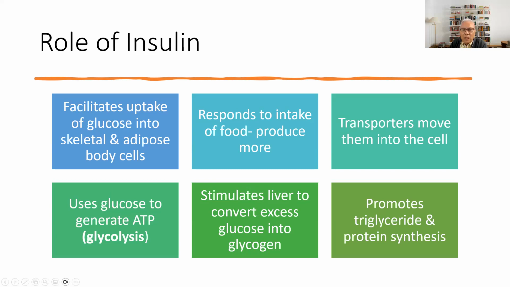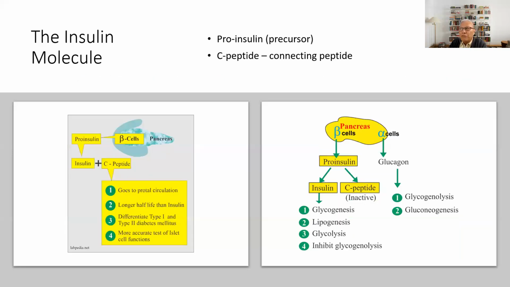In addition, insulin facilitates the use of glucose for energy. The metabolism of glucose for generation of ATP is known as glycolysis. It also makes it possible for the liver to convert any excess glucose for storage in the form of glycogen. And lastly, insulin promotes triglyceride and protein synthesis. So those are the major functions of insulin.